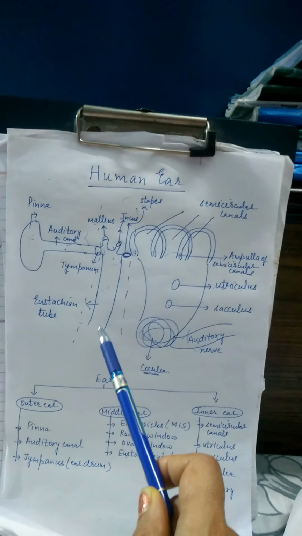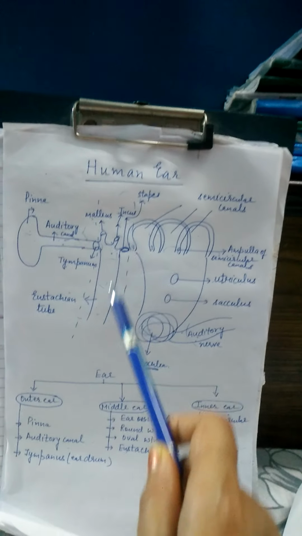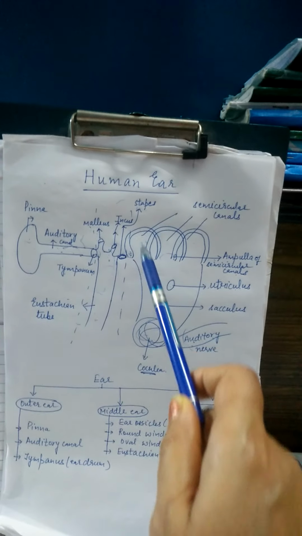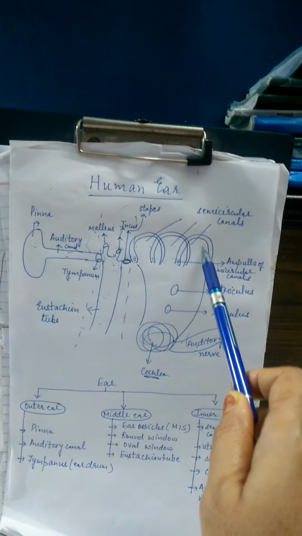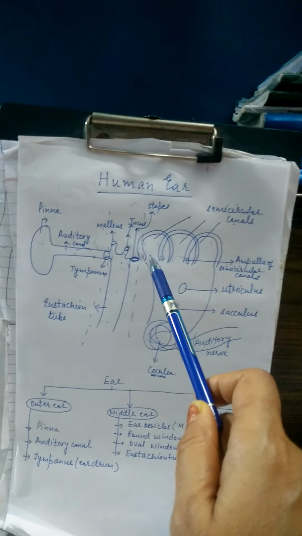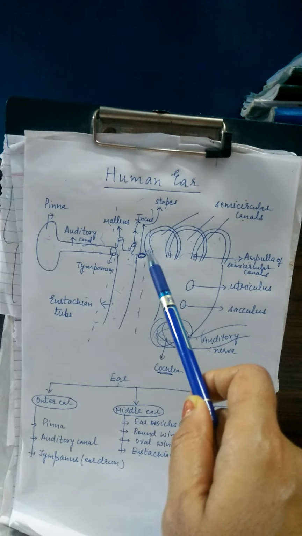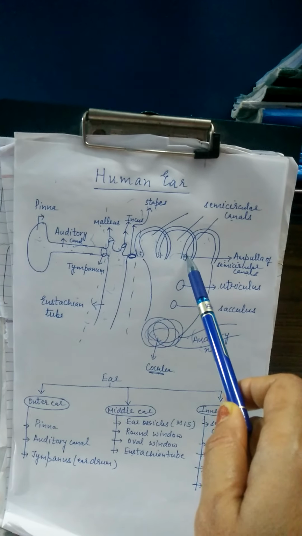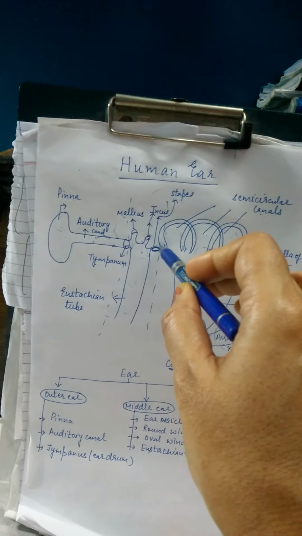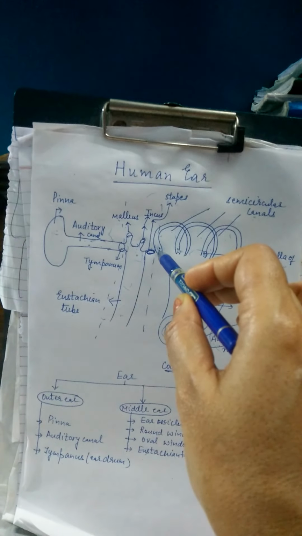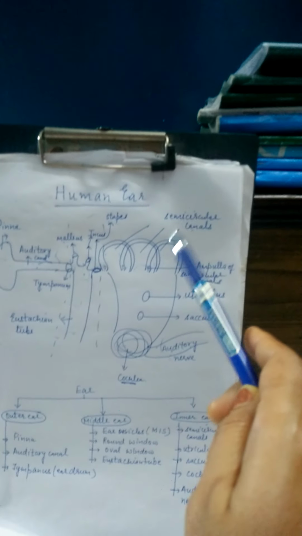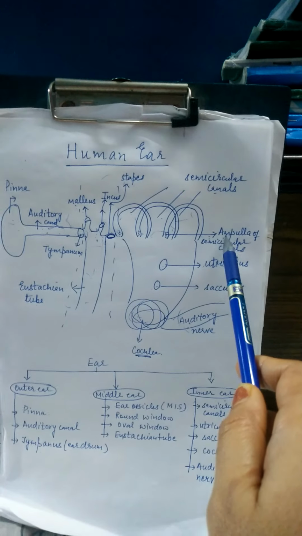Here you can see a eustachian tube. This is a structure which connects the middle ear with the throat. These are three semicircular canals. The base of the semicircular canal is swollen, you can see, and it is filled with a fluid. I repeat, the base of the semicircular canal is swollen and is filled with a fluid. It is known as the ampulla of the semicircular canal.